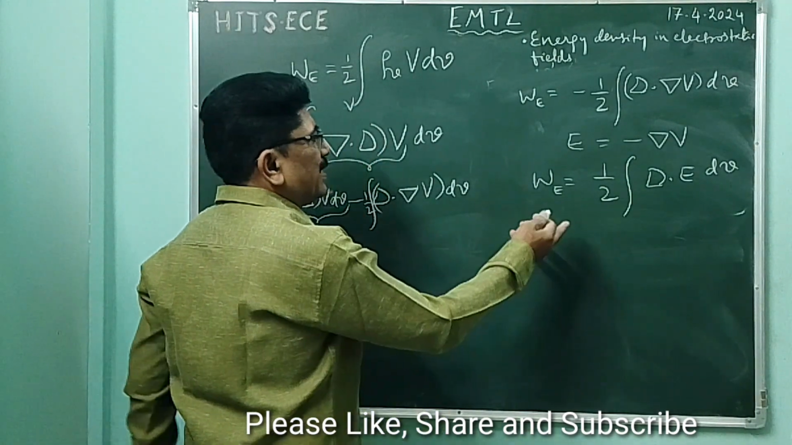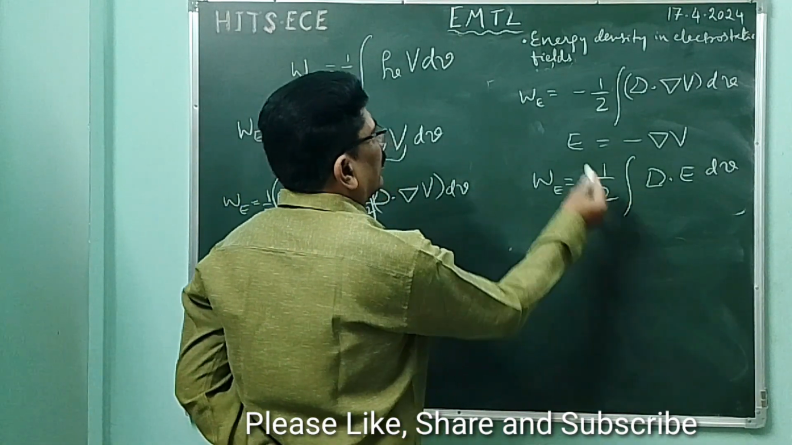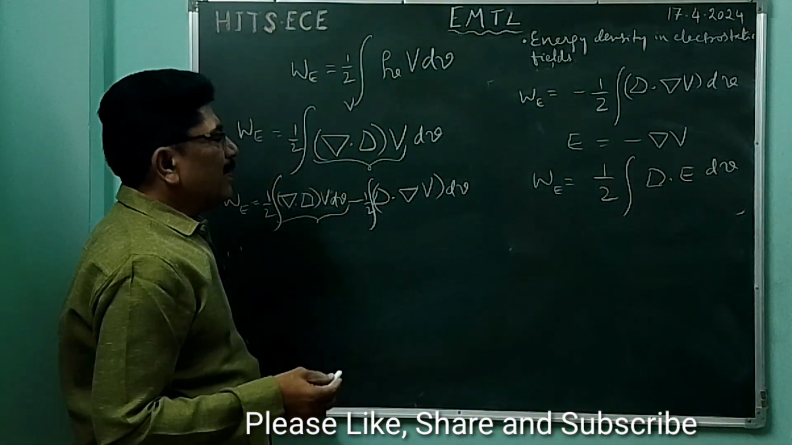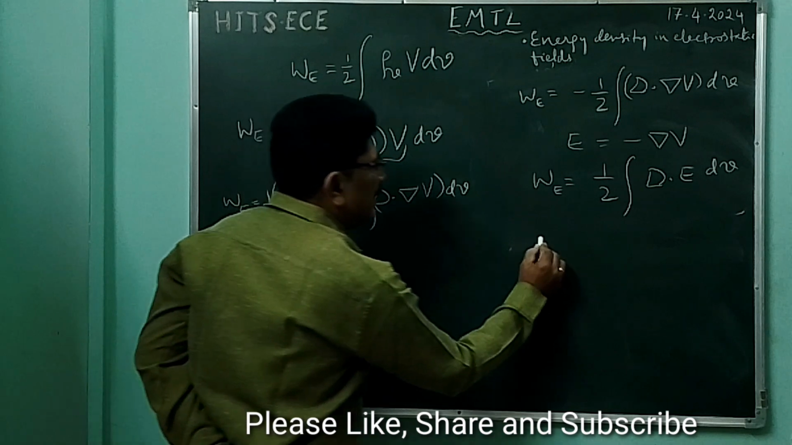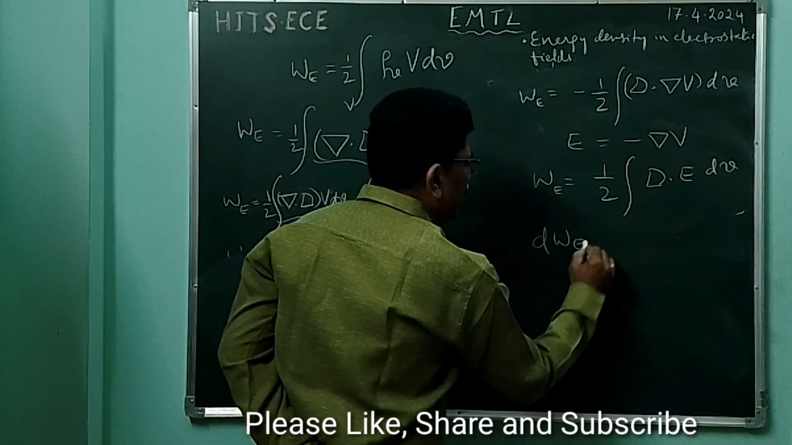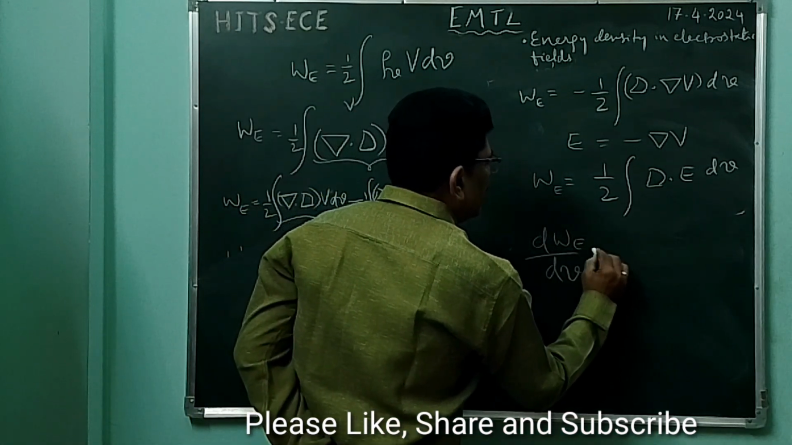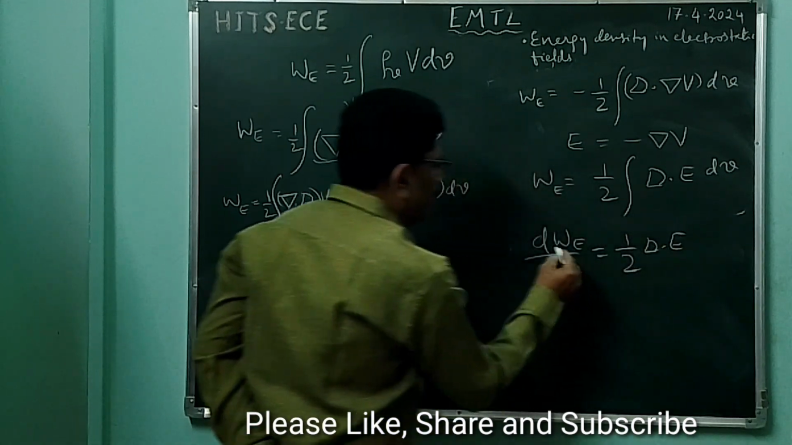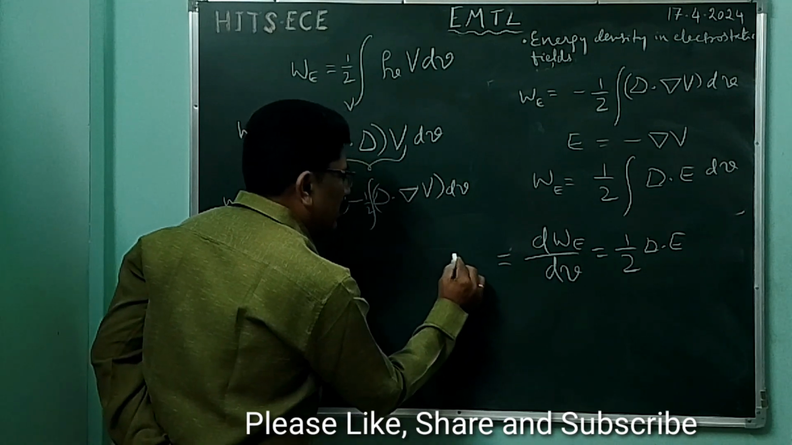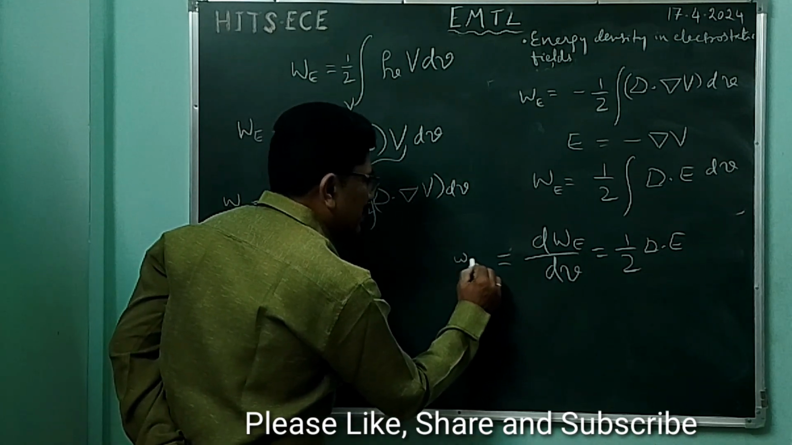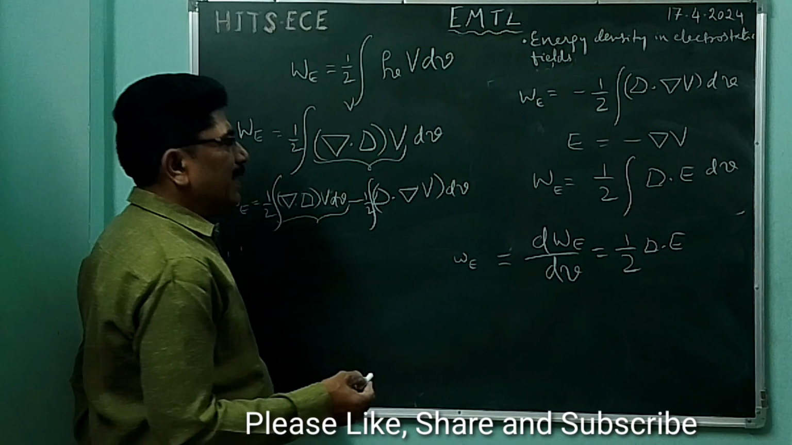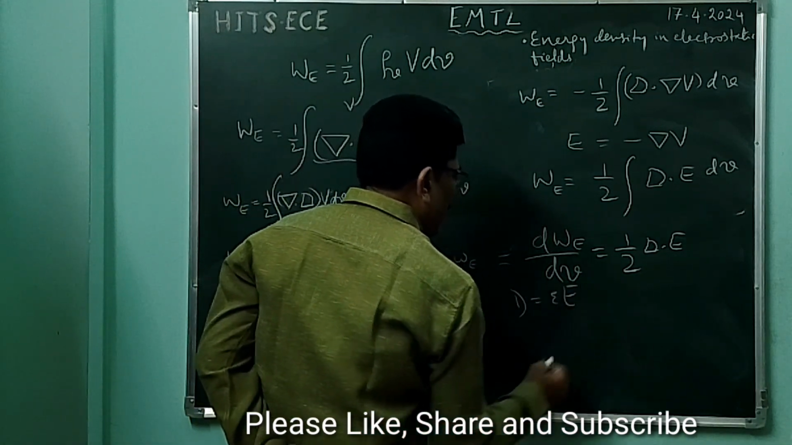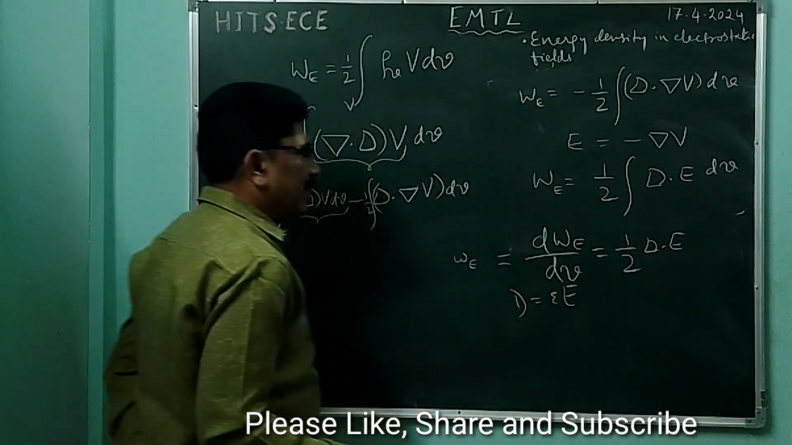Now differentiating this with respect to volume, we will get energy density, that is total work done per unit volume, that is dWe by dV is equal to 1 by 2 dE. This is nothing but small WE, that is, energy density is equal to half dE, and we can substitute D is equal to epsilon E, so it can be written in terms of E or D.